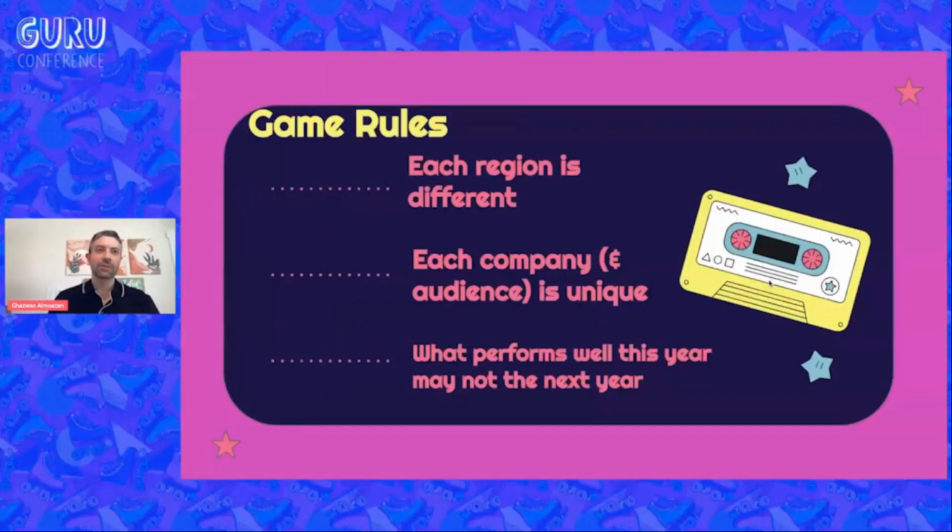Before we start, I want to establish a few quick game rules about events, demand generation, and emails in general. Each region is different, meaning EMEA versus North America, LATAM, and APAC. The way they respond to email marketing for events, which is what I'll be touching on in this presentation, is different. Each company and its audiences are unique. The way the audience responds for our events in North America is different than it is for APAC or EMEA.